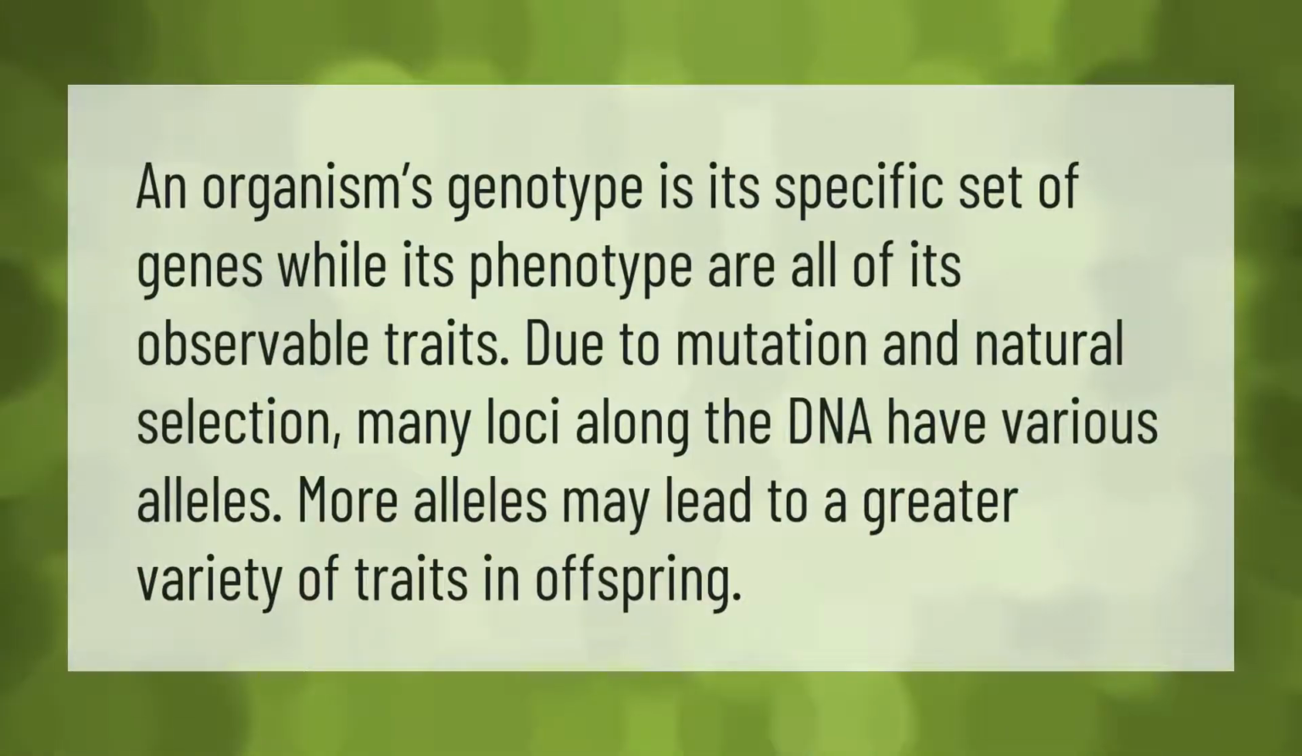An organism's genotype is its specific set of genes, while its phenotype is all of its observable traits. Due to mutation and natural selection, many loci along the DNA have various alleles. More alleles may lead to a greater variety of traits in offspring.